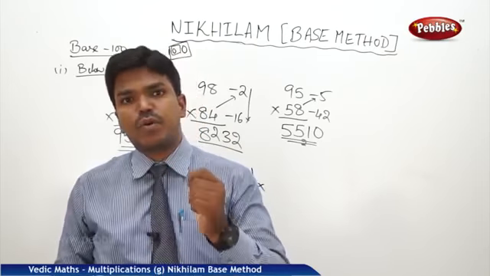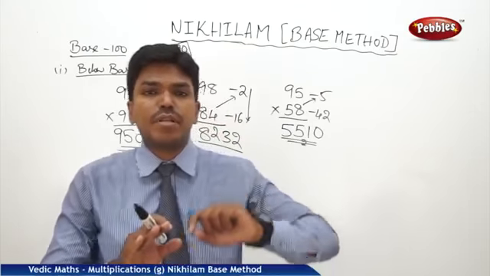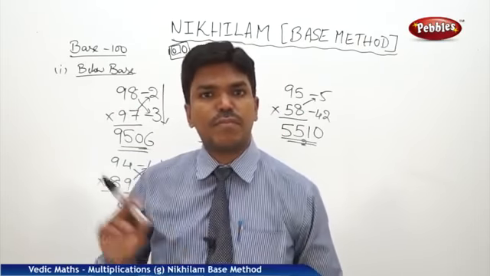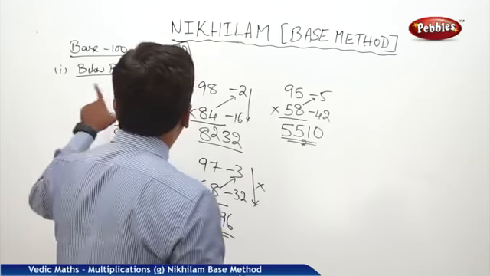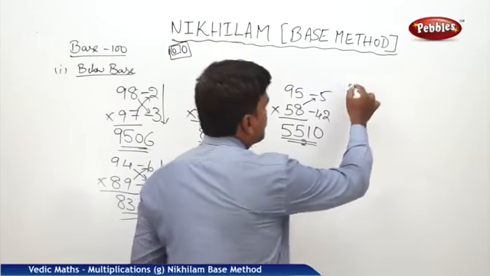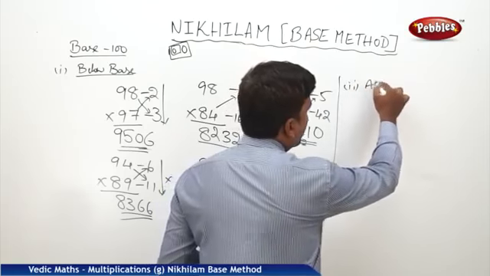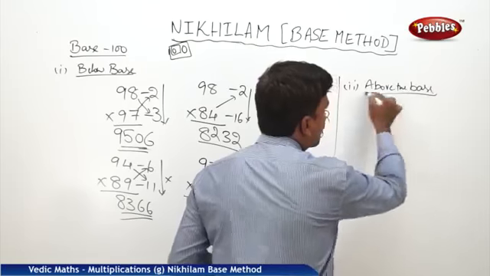You may think one more thing also here. Suppose one number is very close to the base and one number is very far, even those numbers we can do easily with the help of the base method. Now, in this case, we will see the second one, that is above the base.